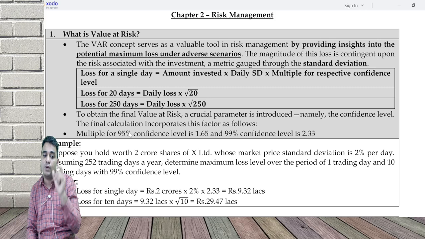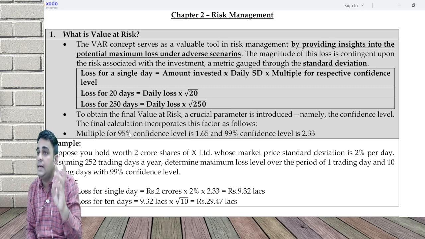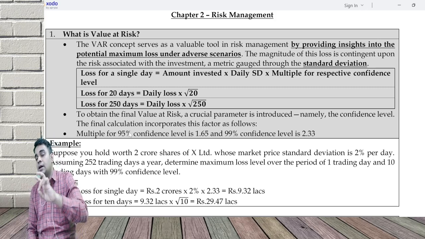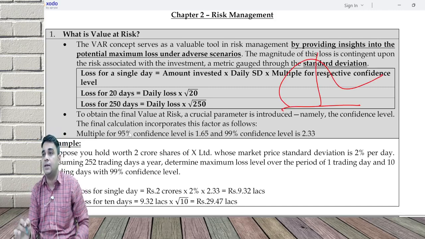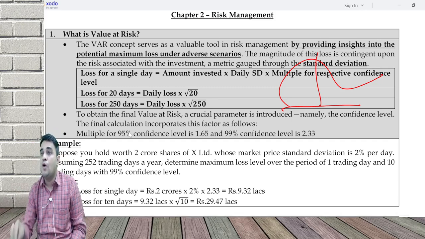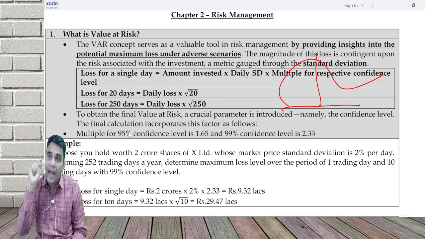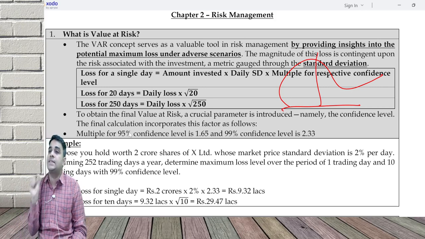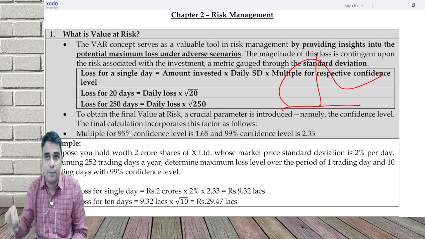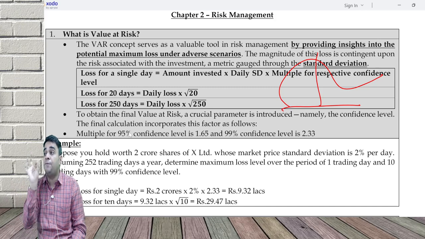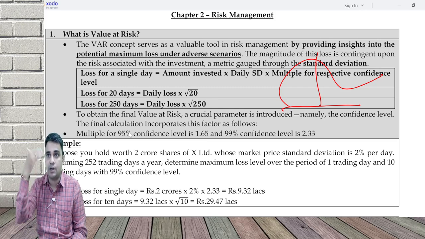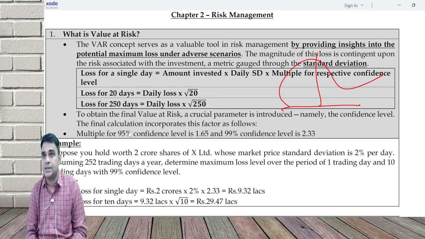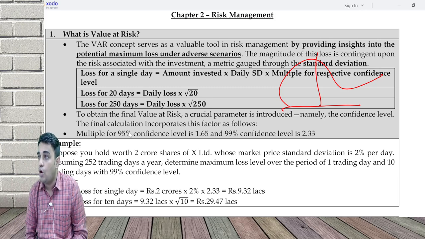You can work with two confidence levels, 95% and 99%. There is something called a probability table, the Z table. If you read that Z table, for 95% probability, Z is 1.65. What does 95% probability mean? With 95% confidence, I tell you your loss will not go above this, which means there is a 5% chance that loss can even go above that.